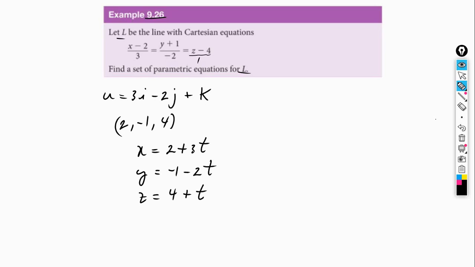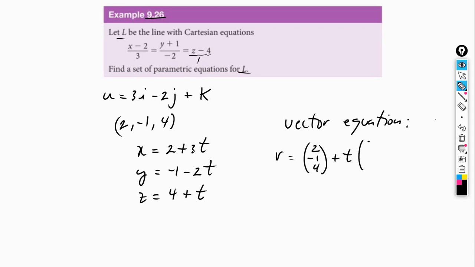Now, if they asked for the vector equation, what would it be? So a vector equation would be in the form r is equal to the starting point, right? So (2, negative 1, 4) plus t times the parallel vector, which is (3, negative 2, 1).